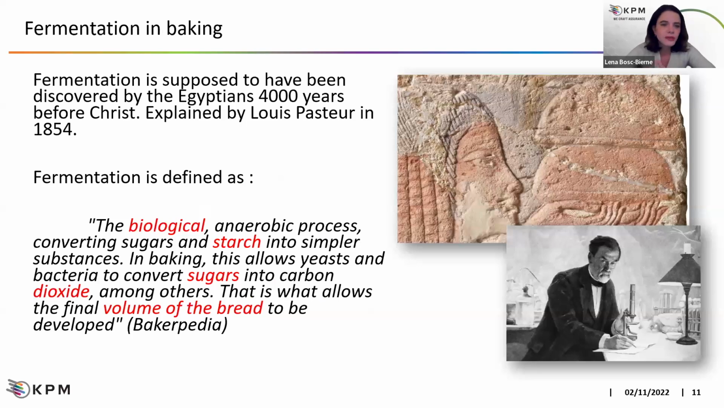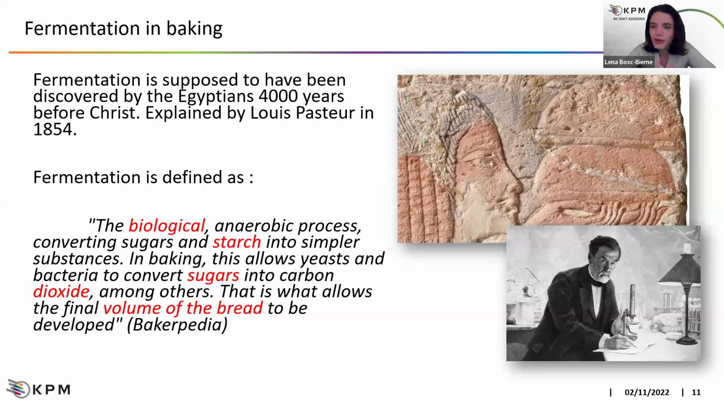Just to give a quick context, because I'm not an expert in fermentation, this is a chemical process that was discovered a long time ago by the Egyptians, and it was explained in 1854, so quite recently in comparison to the discovery, by Louis Pasteur. BAKERpedia defined fermentation very simply, and I think this is a very efficient definition. It really highlights what is important. This is a biological process.